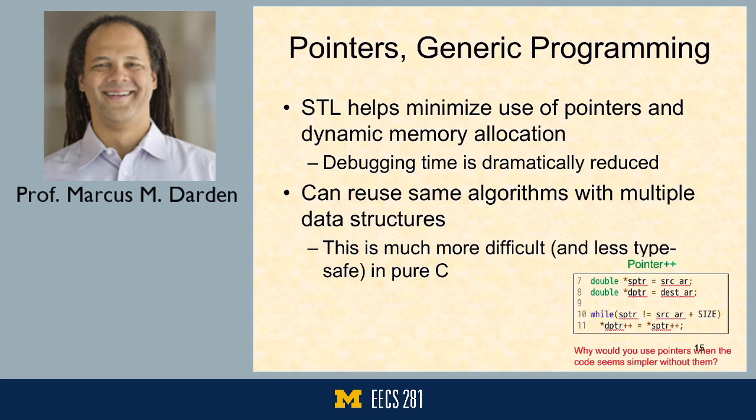Generic programming. We talked about this in our previous lecture when we were talking about why would I write a for loop like this with dereferencing and plus-plussing when I could just use square brackets, right? The STL uses this generic programming because it minimizes pointers and dynamic memory allocation. When that goes down, our debugging time is dramatically reduced.